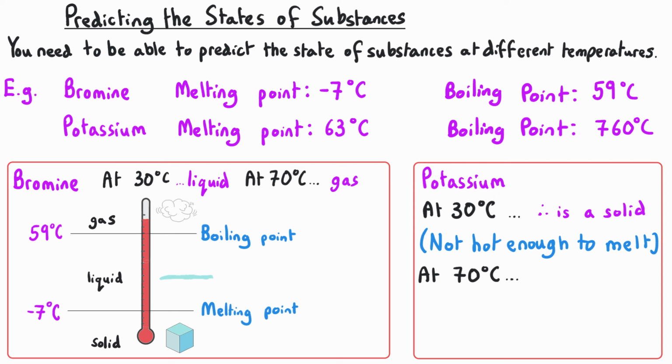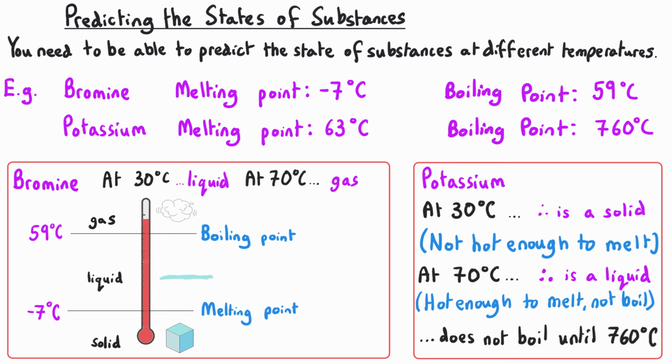What if you've been asked about a different temperature, 70 degrees C? Is this temperature hot enough to melt potassium? Yes, it is. But it's not hot enough to boil potassium because potassium would not boil until we reach 760 degrees C. And so that means that potassium will be a liquid at this temperature because it is hot enough to melt the potassium but not to boil it.